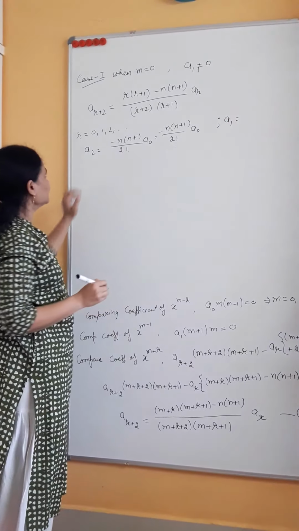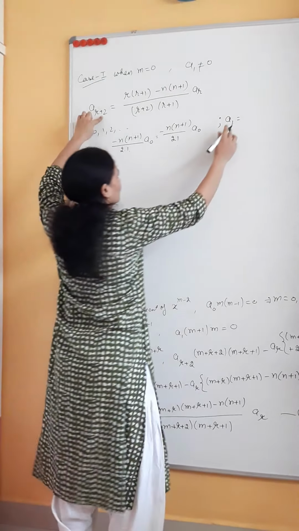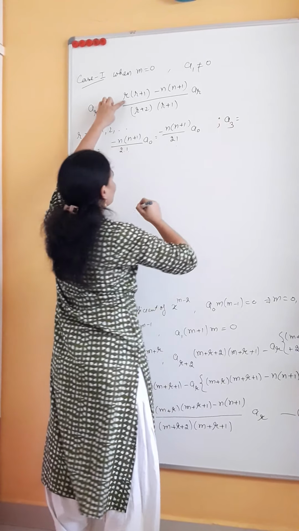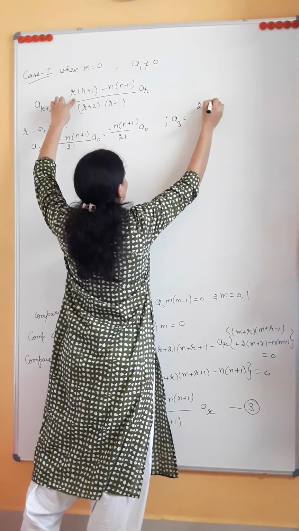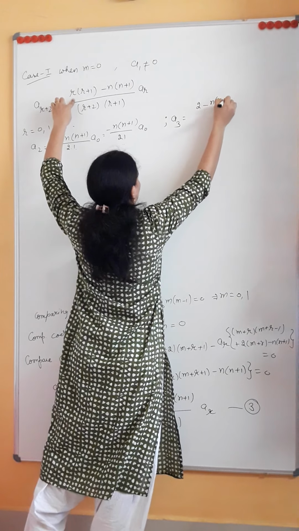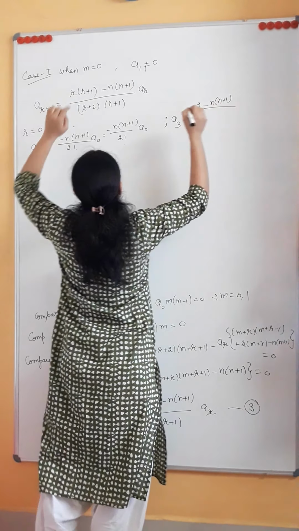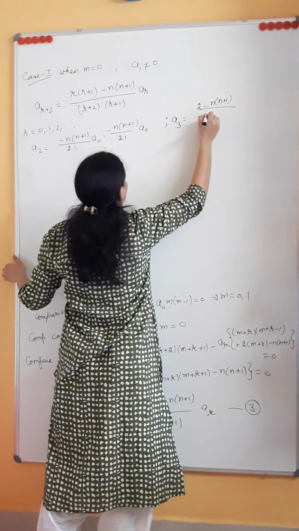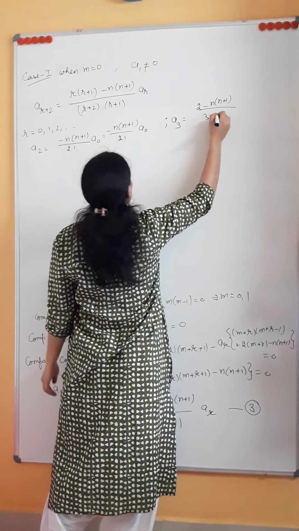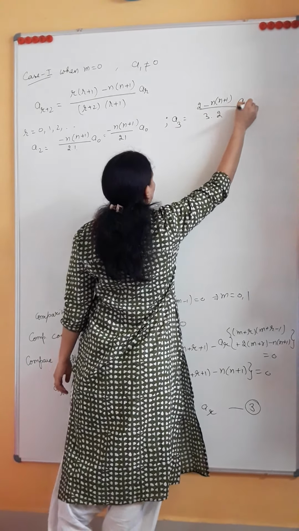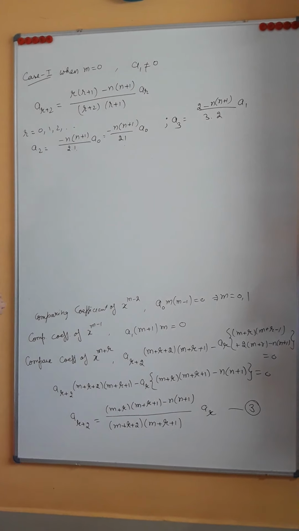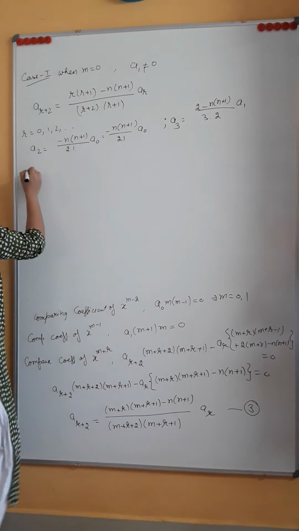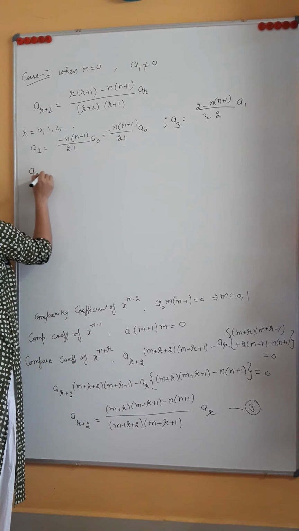a3 means r is equal to 1. So if I put r equal to 1, this is 1 into 2 minus n into n plus 1 divided by 3 dot 2, a1. Right. Then putting r is equal to 2, a4.